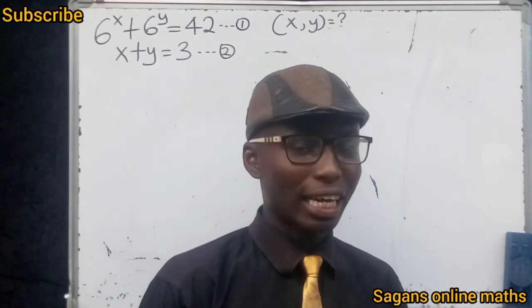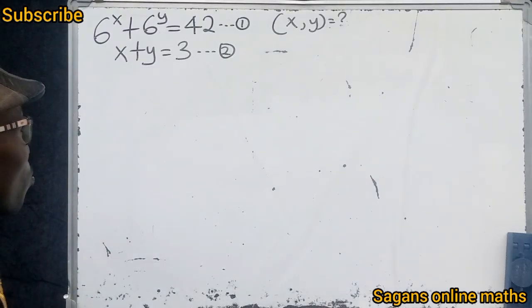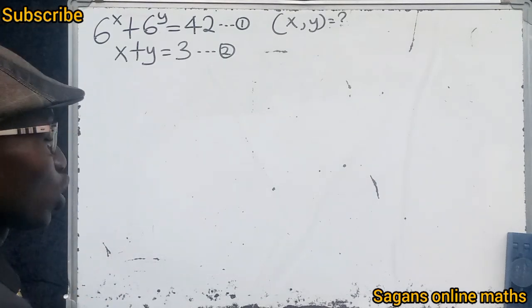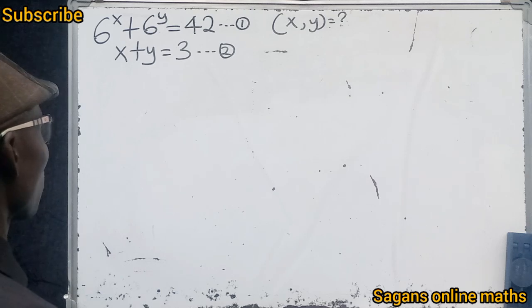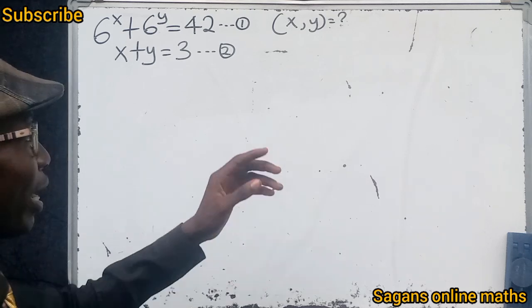Let's solve this question together. Now look at what you are given on the board. We are given that 6 raised to the power of x plus 6 raised to the power of y is equal to 42, which is equation 1. And again, x plus y is equal to 3, which is equation 2. We are asked to find the value of x and y.